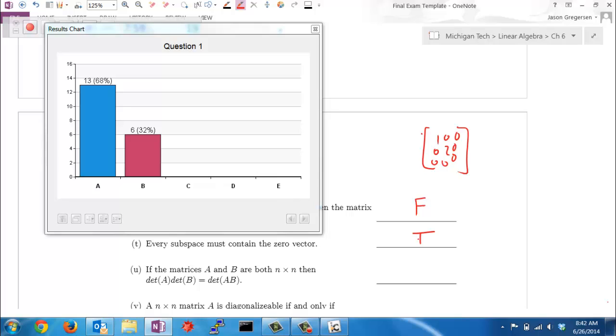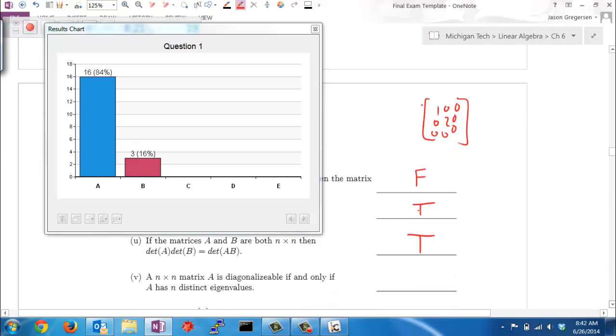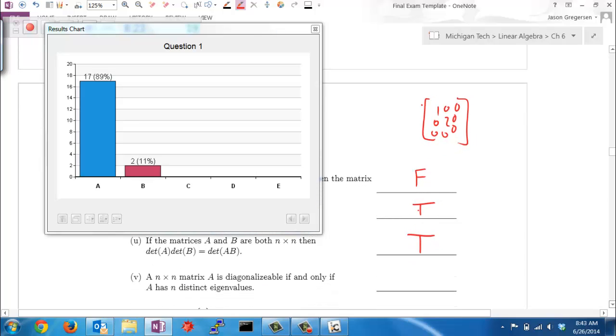All right, if the matrices A and B are both n by n, that's the extra qualification that I didn't have on the previous exam, but I added here, then the determinant of A times the determinant of B is equal to the determinant of AB. This one's going to be true. We'll do this real quick here. That's the same one I had in the previous exam, except I added the restriction that I needed here. All right, let's look at the next one.